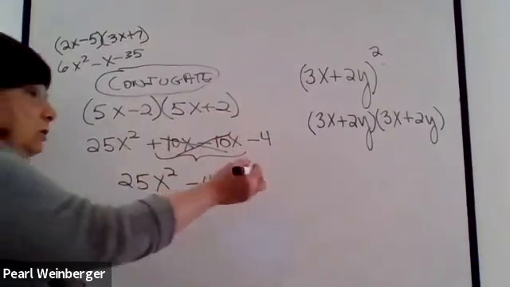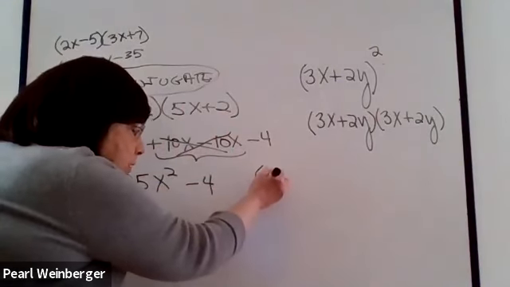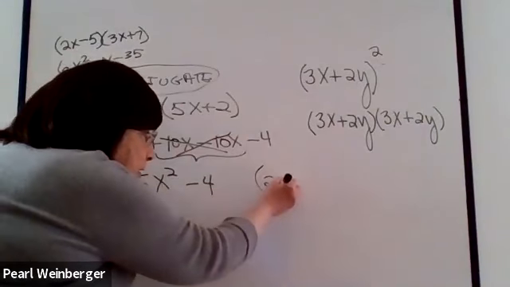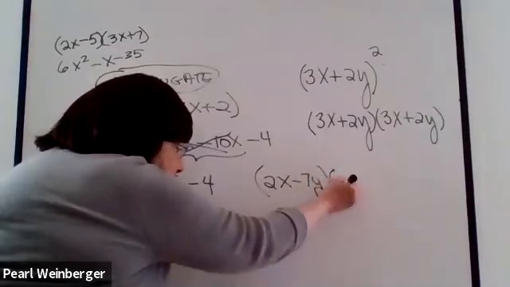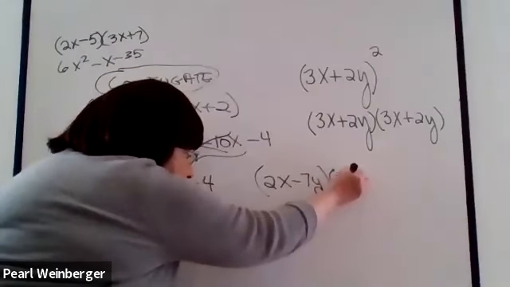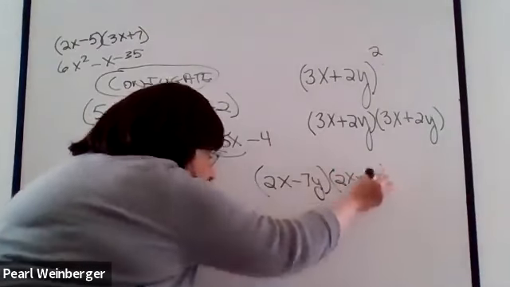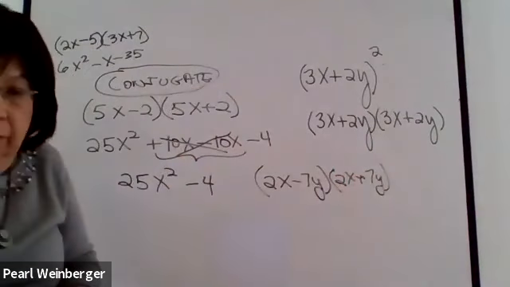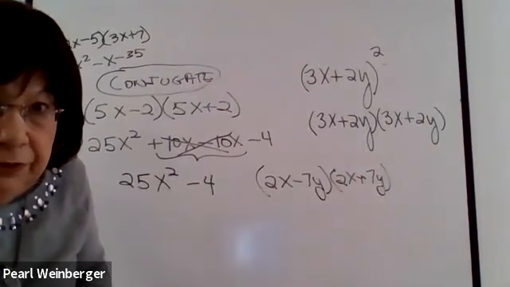Okay, let's see if you can do this. Suppose I give you 2x minus 7y times 2x plus 7y. Let's say I ask you to multiply those two together. And you should be able to do it very quickly.